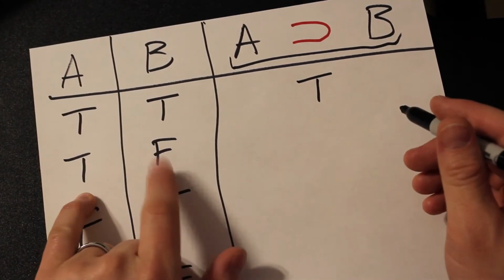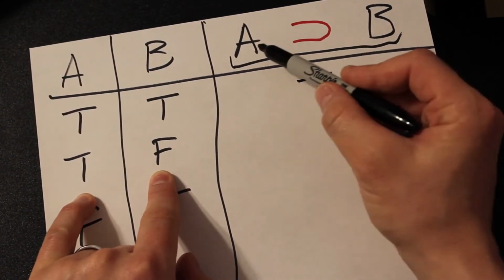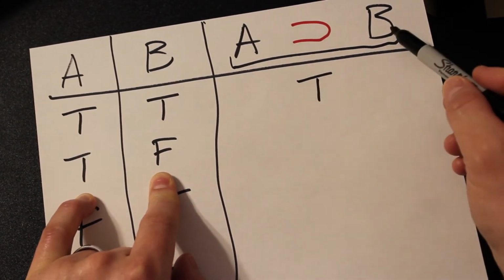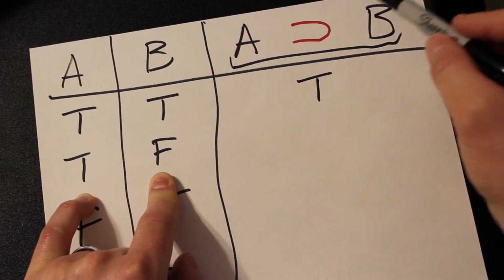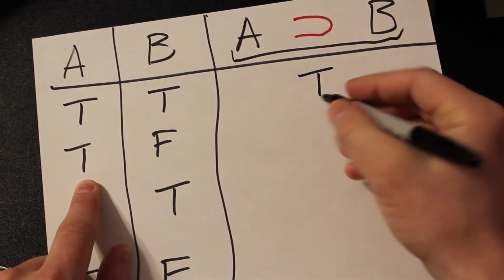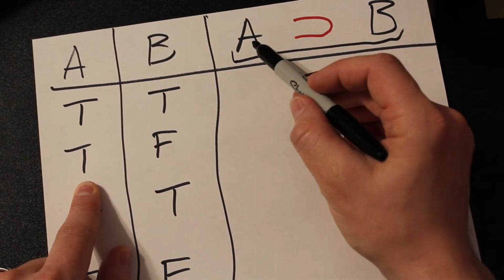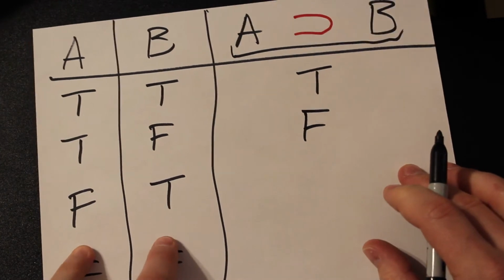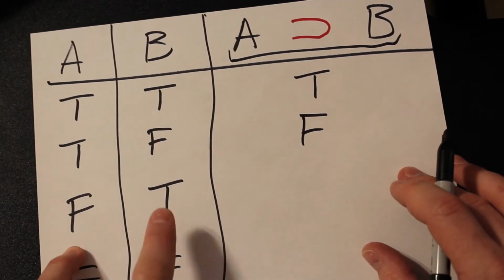In the case where B is false, this sentence says if A is true, then B is true. So here, A is true, but B is the one that's false. So that whole sentence is actually wrong because in this case where A is true and B is false, this sentence said if A is true, B is true, but it didn't happen. So this is false. In this particular case, A is the one that's false and B is true.